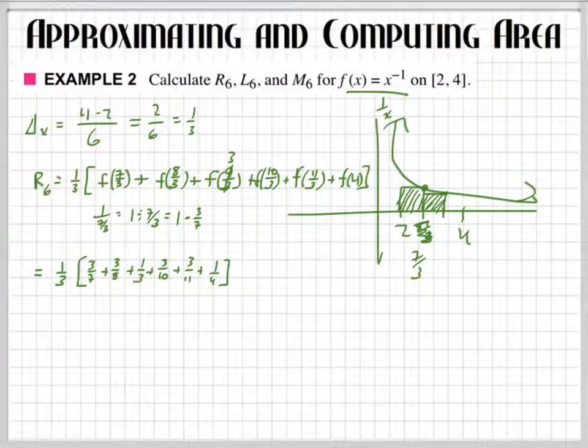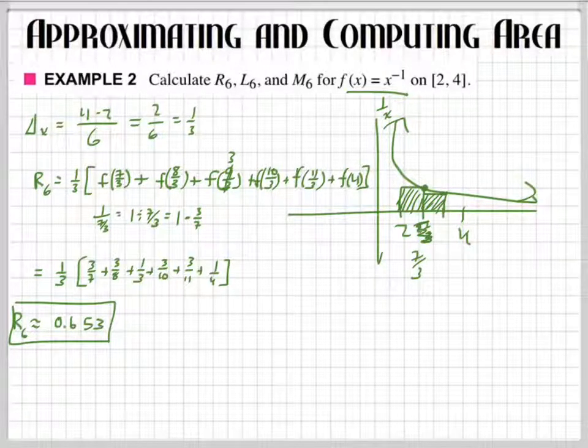You guys have a calculator? Can you plug it all in and multiply it by 3? So add them all first, say equals, then multiply by 1/3 so you make sure you don't make a syntax error. So after you do all that, actually I shouldn't say equals, I should say approximate because I got a decimal here that has been rounded. What is it? 0.653. So that is your right side Riemann sum, or right endpoint Riemann sum. R sub 6 is approximately equal to 0.653.